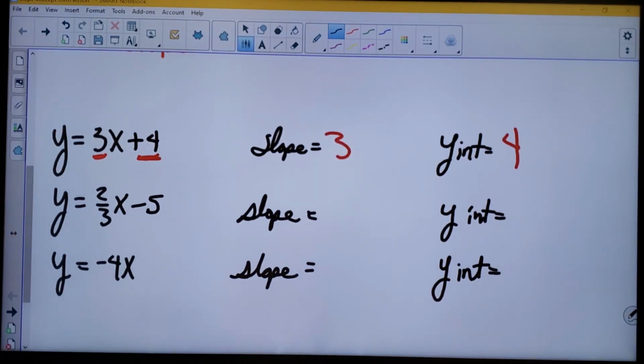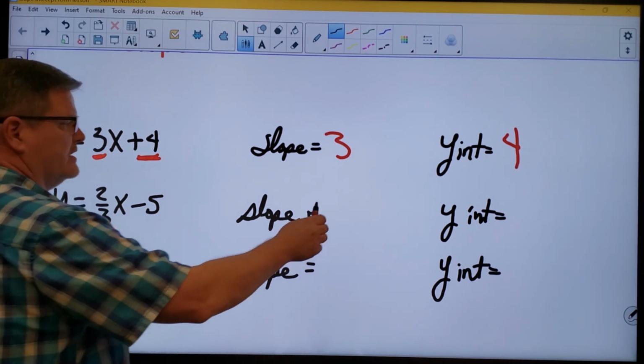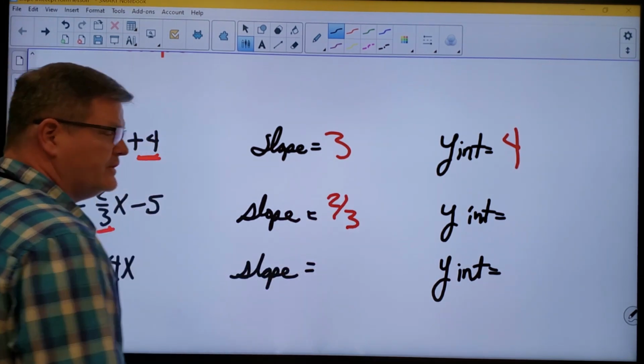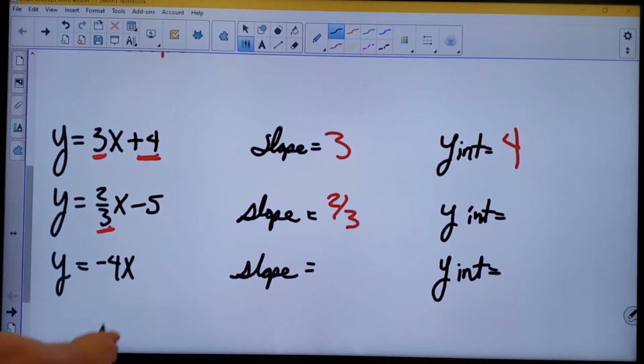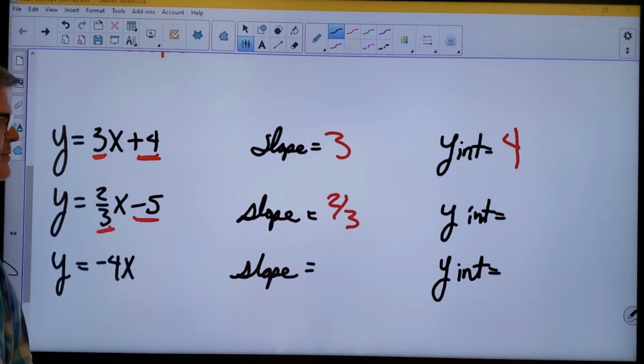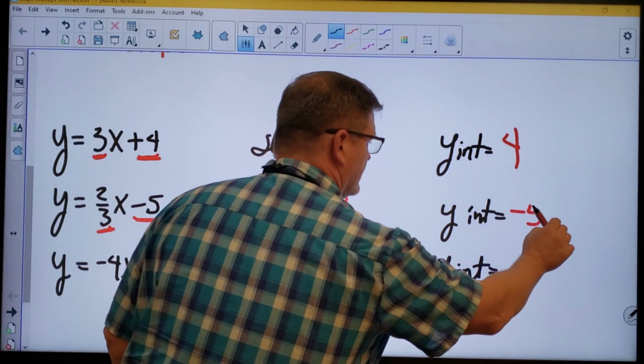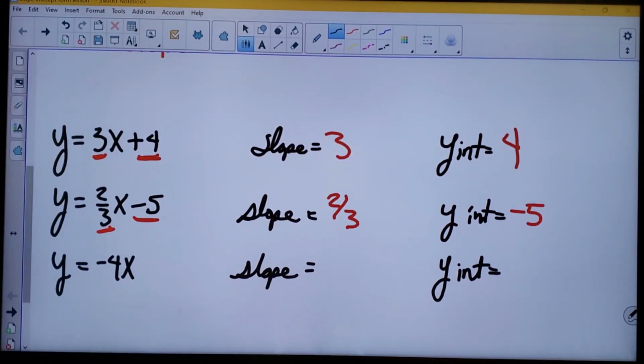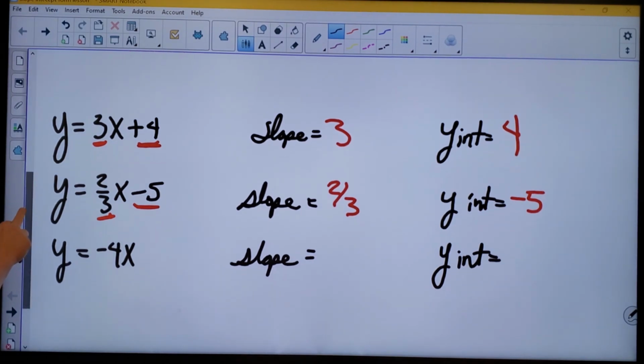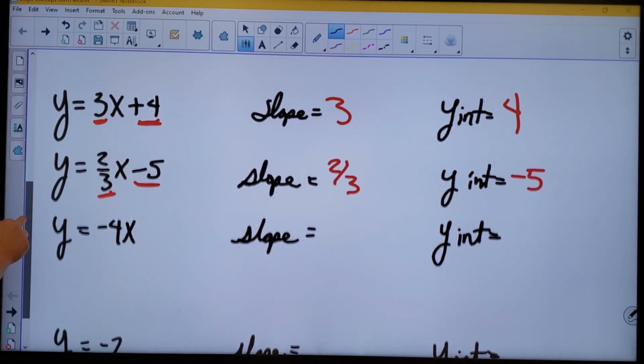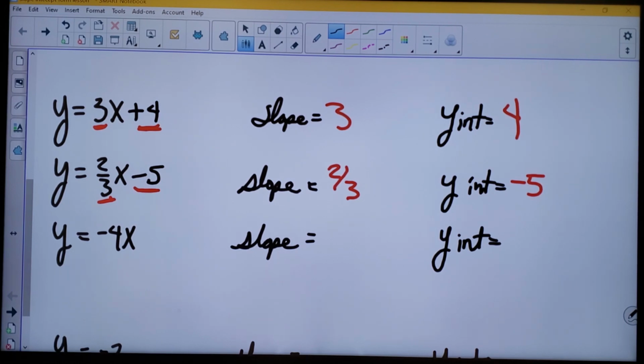Scrolling up, we can see in this particular example that the number in front of the x is 2/3. So our slope is 2/3. And our y-intercept is the number that's been added or subtracted to the x. And our y-intercept in this particular case is -5. Moving on, we have a little bit different view of a problem here.